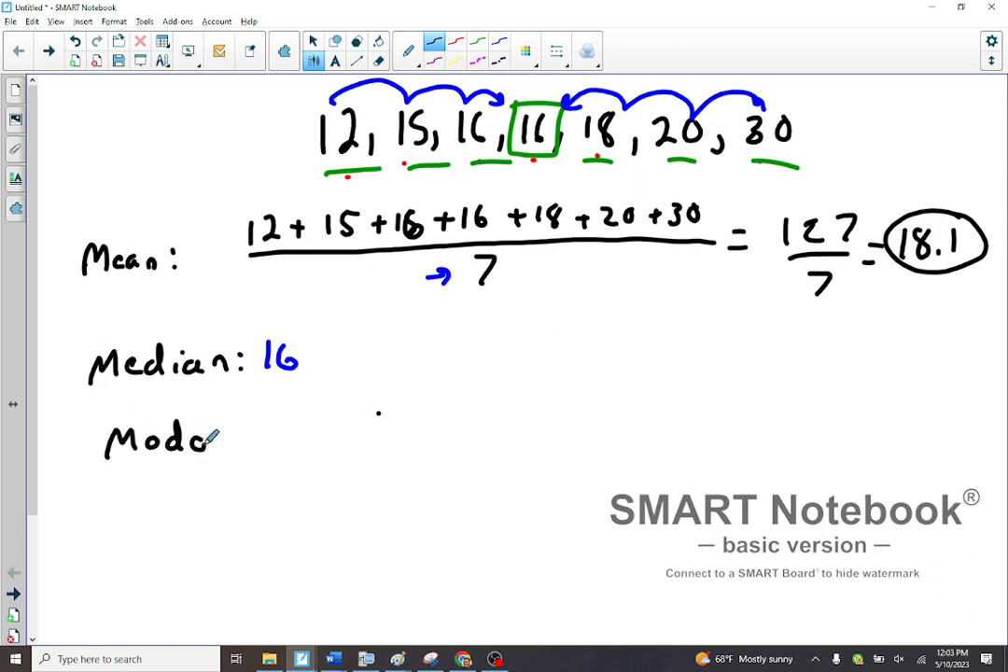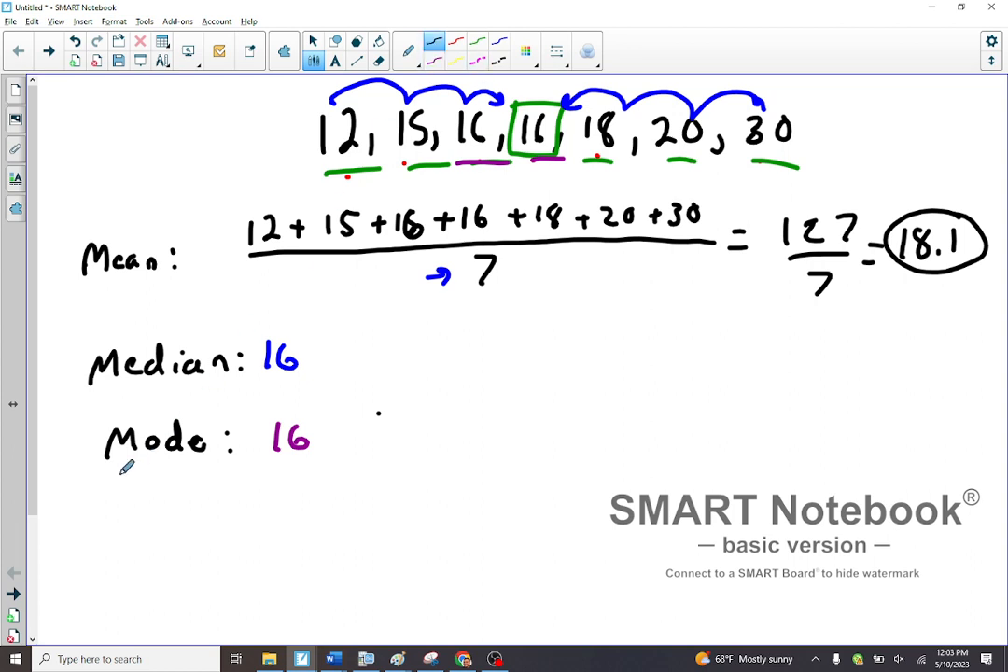Mode. The mode is the one that happens the most often. In this case, it is 16. Remember, though, the mode could be multiple numbers, like 16 and 18 or something like that. In the mode, you just list all that happen most often. Or it can have no mode, as in there's nothing that happens most often.